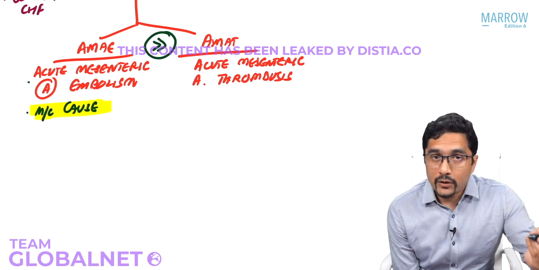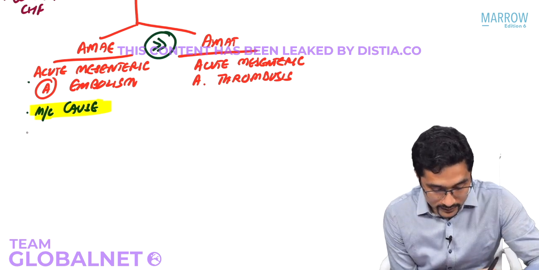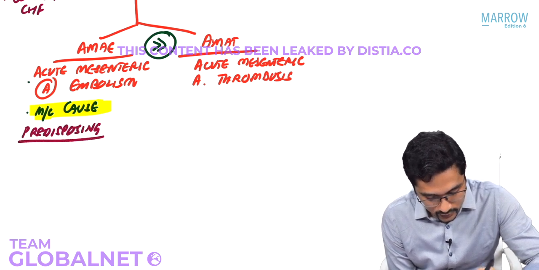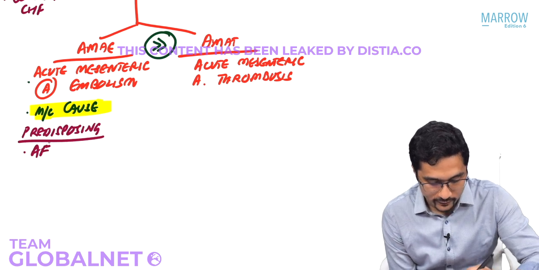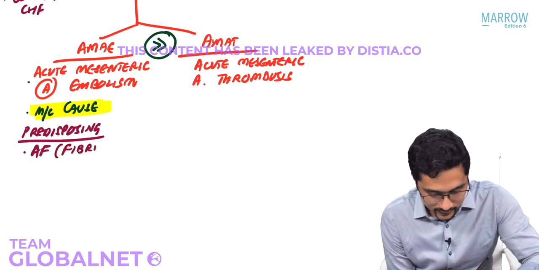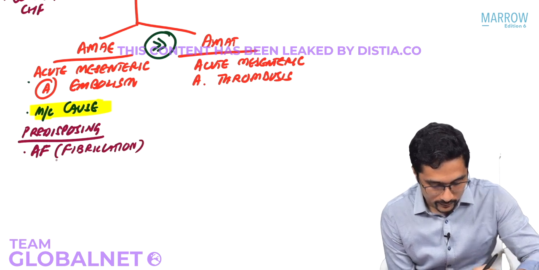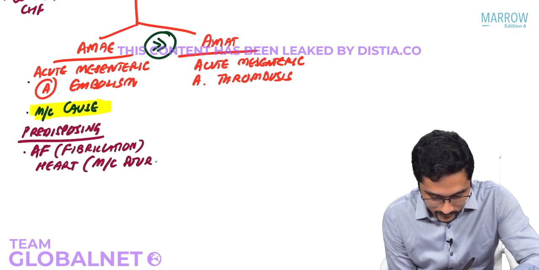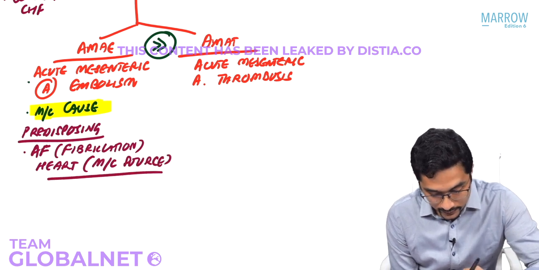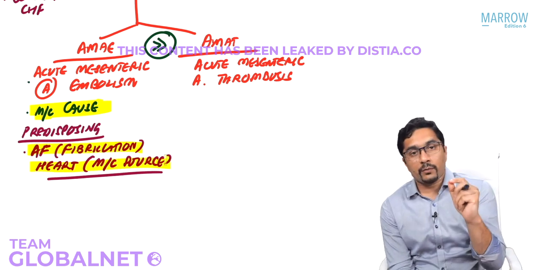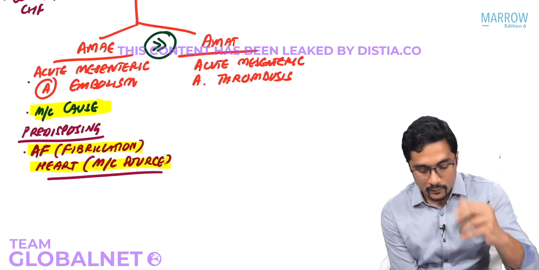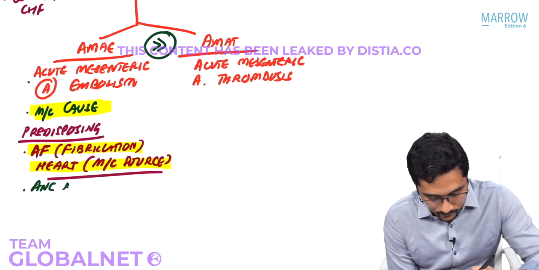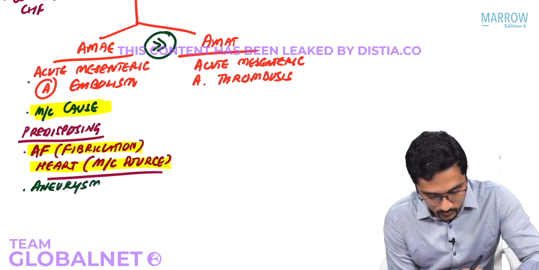And what will be the predisposing factors for this embolism? The predisposing factors will be a patient who has atrial fibrillation. If the patient has atrial fibrillation, then the heart is the most common source of this embolism. This will be the key word which you would be looking for in the clinical stem to make this diagnosis. Or it can rarely be an aneurysm, which can throw out an embolism.